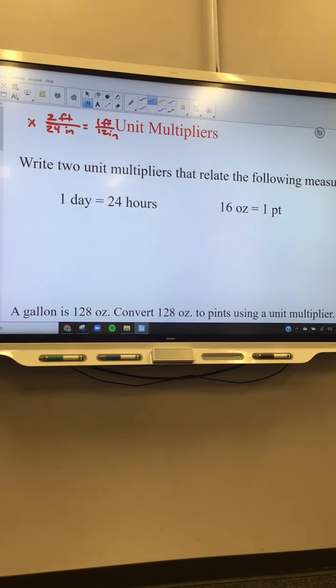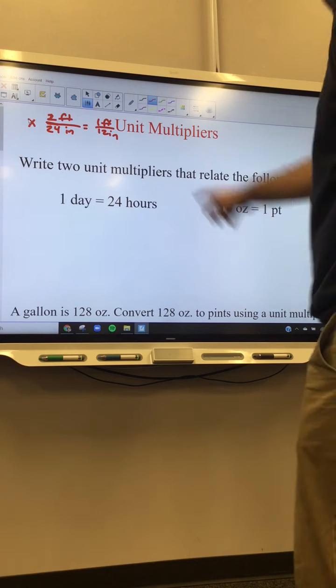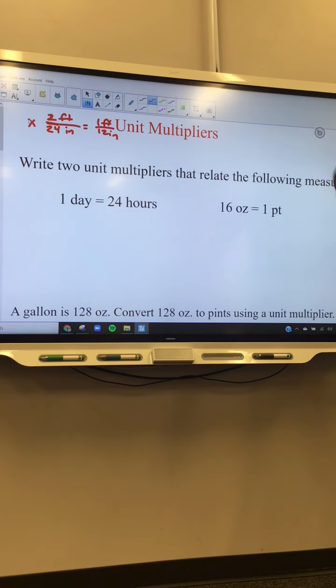Can you think about why I might use a unit multiplier? Why would I multiply something by 1? Because 17 times 1 is still 17. 134 times 1 is still 134. But I'm changing the way 1 looks. Why would I do that? Yeah.